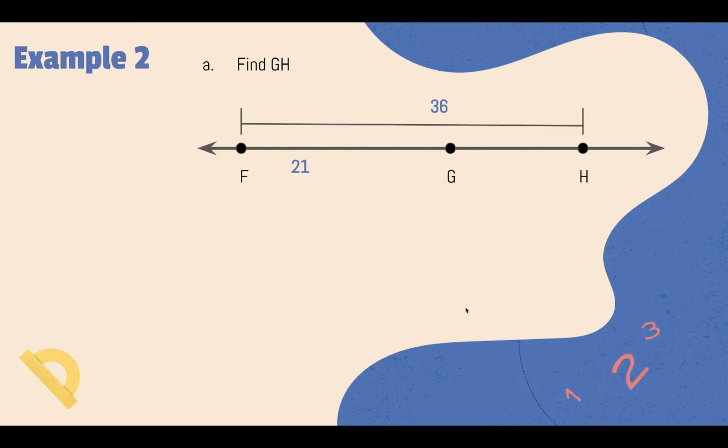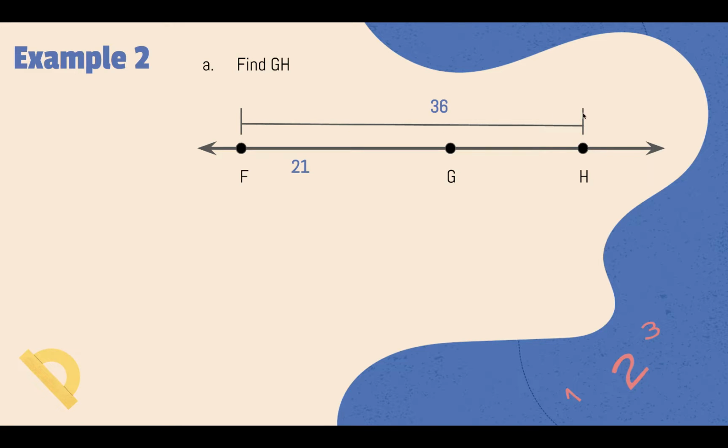Okay, next example. In this example, we're asked to find GH. And what are we given? First of all, let's look at the diagram and visually pull this apart. We have a line segment FH, and it is comprised of two smaller segments, segment FG and segment GH. So we know that the length FH is equal to the length FG plus GH. What did they give us? Well, they gave us 21, and we know that corresponds to this length here, FG, and then they gave us 36 with this mark.